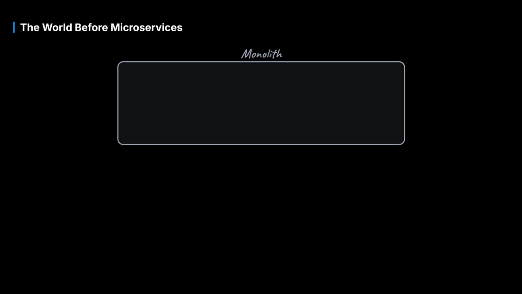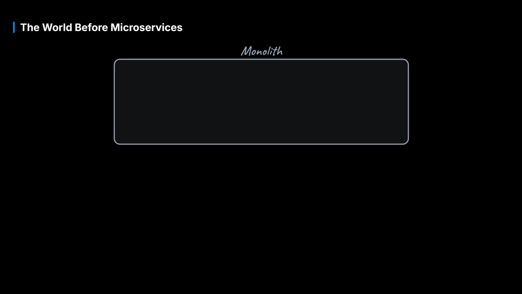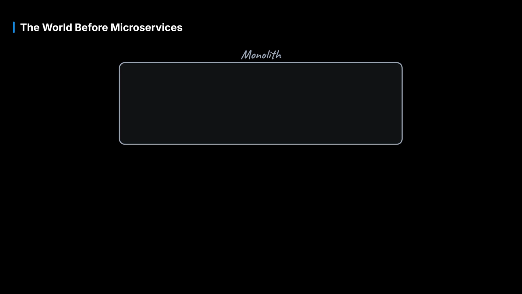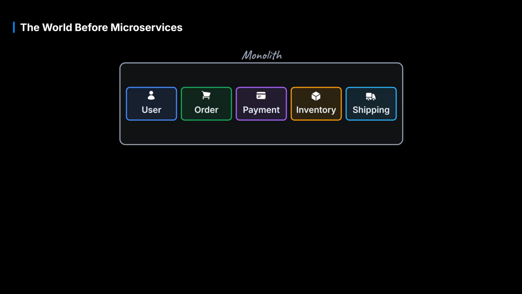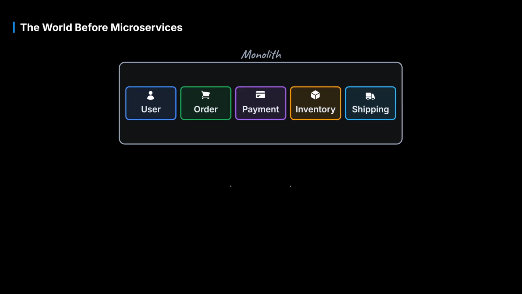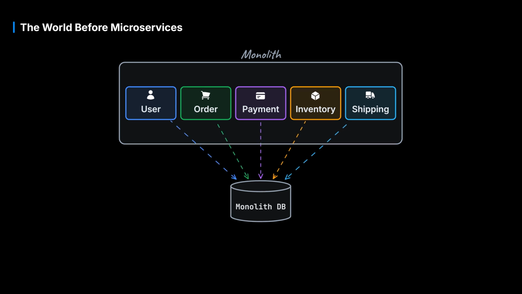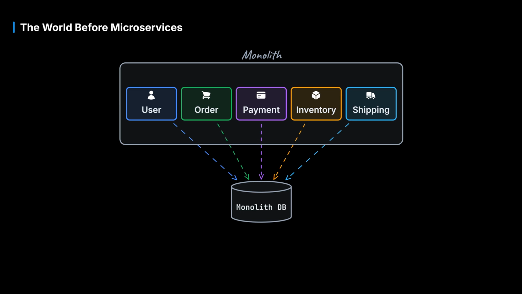Let us go back to where almost every system starts. A simple e-commerce application built as a monolith. Suppose we have 5 modules inside it: user, order, payment, inventory, and shipping. And since it is a monolith, all 5 of them are talking to one single database. One single place which is holding the users, orders, payments, inventory, and shipments tables.